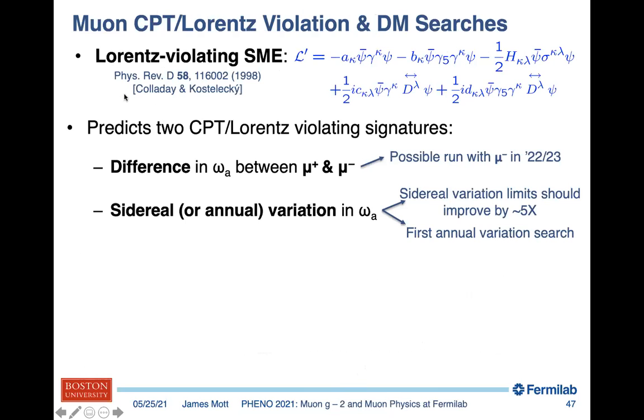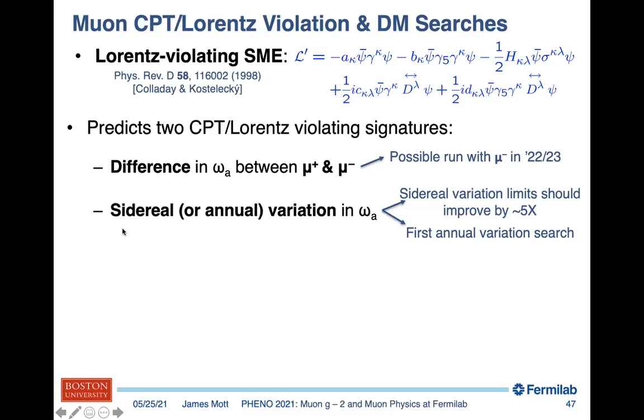So here there's a Standard Model extension Lagrangian from a Lorentz violating extension to it. This Lagrangian, if it was realized, would predict 2 signatures that we might be able to see. So we would see a difference in omega_a between mu plus and mu minus. So I've told you so far about this mu plus. We are hoping that there may be a window for us to take some mu minus data in 2022, 2023. This is not confirmed yet, but we're kind of angling to try and get in there.